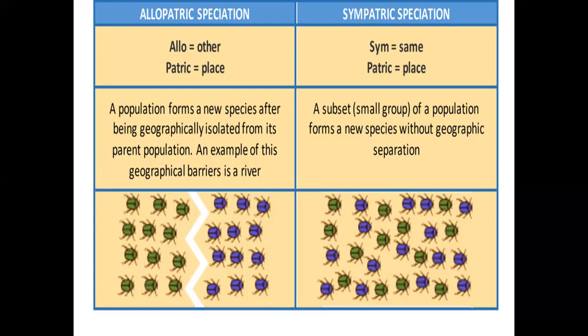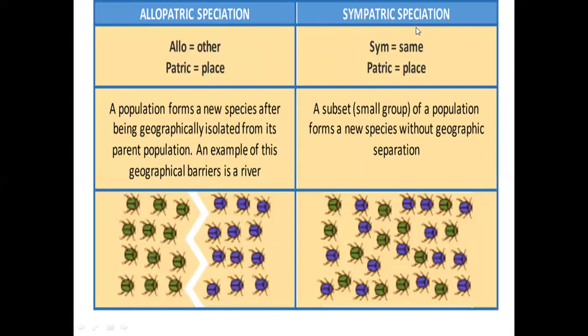A population forms a new species after being geographically isolated. So here is the barrier, geographical barrier. It may be a river, it may be eruption of a volcano, it may be formation of a mountain or any other geographical barrier. So due to this geographical barrier, what happens? Population gets separated from each other. It is called allopatric speciation.